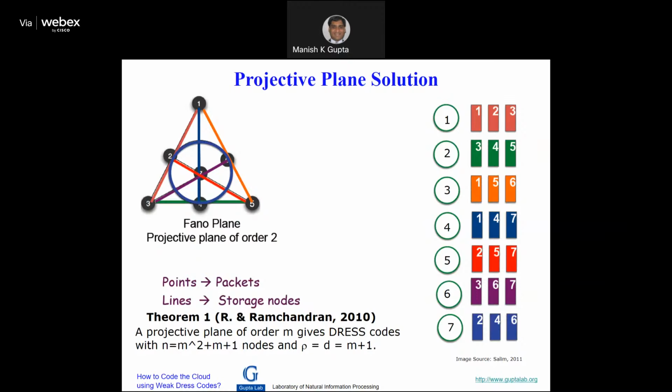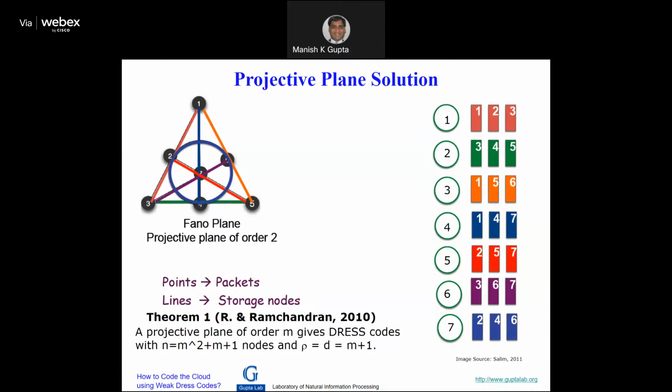See the beauty of mathematics, right? It is solving the engineering problem in cloud computing. So there is a theorem, of course, by Kannan Ramchandran. This kind of thing is known as Fano plane or projective plane of order 2. A projective plane of order m gives just codes with total number of nodes this much, and replication factor is m plus 1. Okay. That is the theorem.